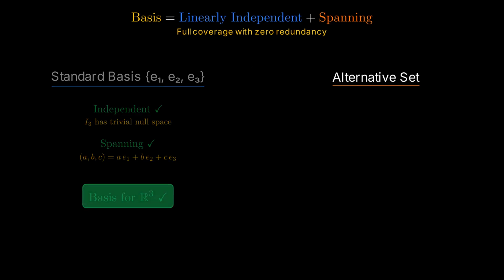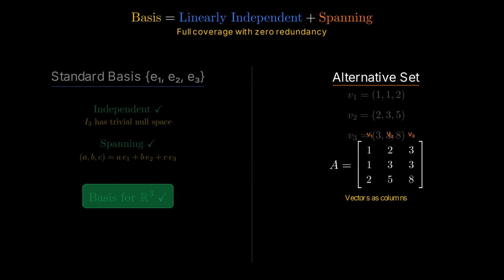Now consider a different set of vectors. v1 equals 1, 1, 2, v2 equals 2, 3, 5, and v3 equals 3, 3, 8. It is not obvious whether these form a basis. To find out, we place them as columns of a 3x3 matrix A, giving us the matrix with first column 1, 1, 2, second column 2, 3, 5, and third column 3, 3, 8. The key question becomes, is this matrix invertible? And if so, these vectors form a basis.